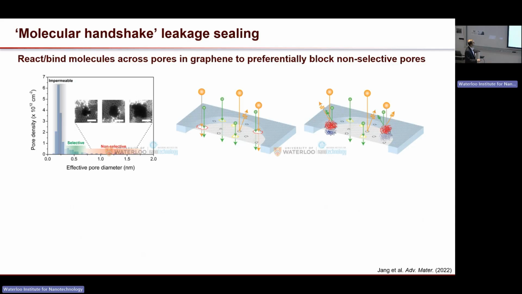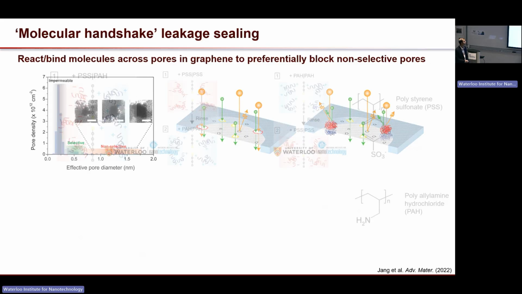So what we thought was, what if we have larger pores, and big molecules that are too big to pass through these pores, but they can interact across these pores? They should be able to lock across the graphene pore. Imagine you have a wall and there's a hole in the wall, and two people shake hands through that hole, they are locked in place. So that's the idea. We can introduce molecules on opposite sides simultaneously, and they should assemble across the larger pores under certain conditions.